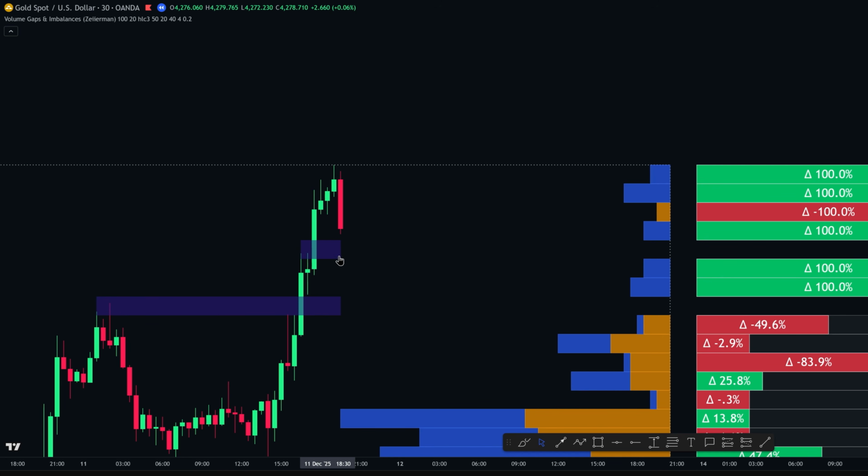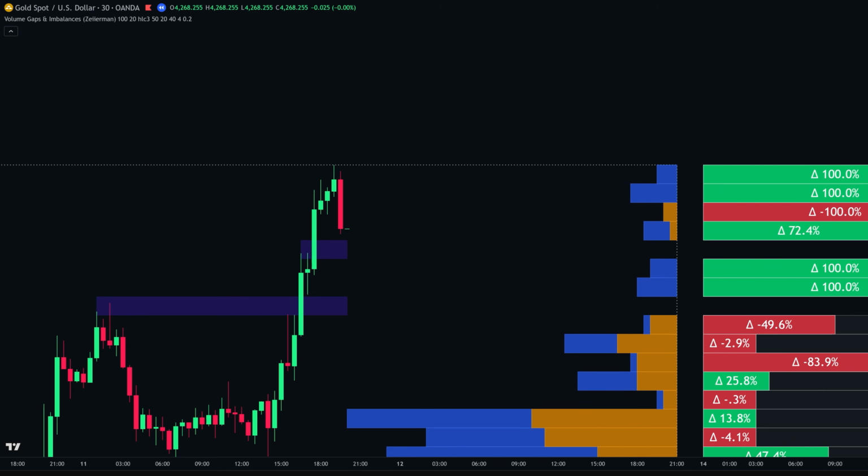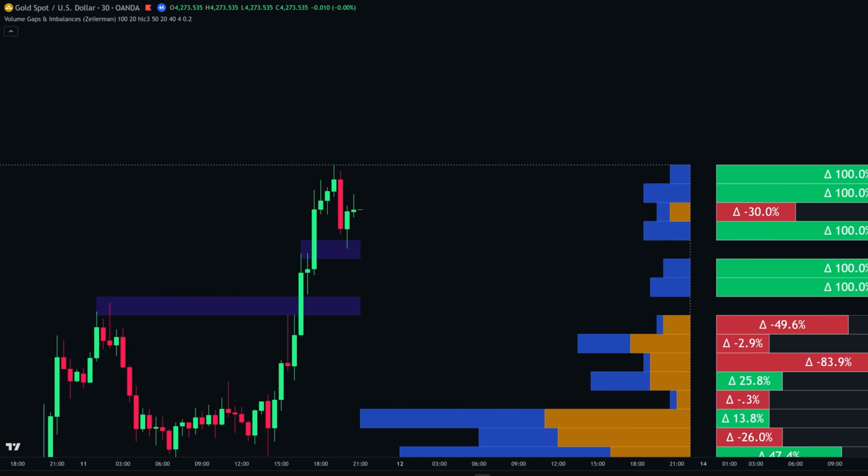What you want to do next is to ensure that price actually retraces back into that inefficiency purple-colored zone. Now, while price is retracing into that purple inefficiency zone, what you want to watch out for next is to ensure that the delta value over here starts changing to green. As price is pulling back, we are patiently waiting for that confirmation.